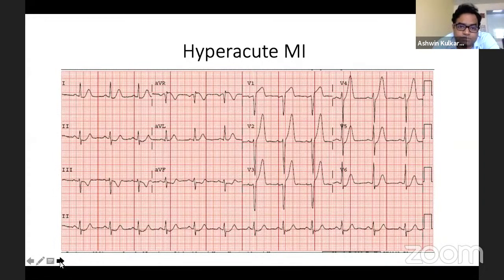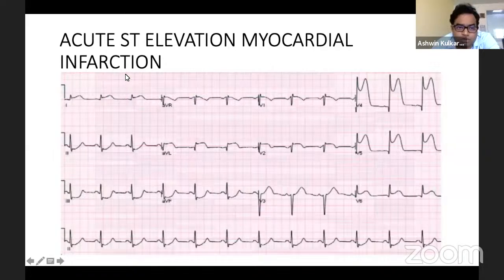So just as this is the acute ST elevation MI, as I mentioned, you can see the ST segment getting elevated in all these leads. Regarding localization, I'll be telling in my future slides. So this is a typical acute ST elevation myocardial infarction.